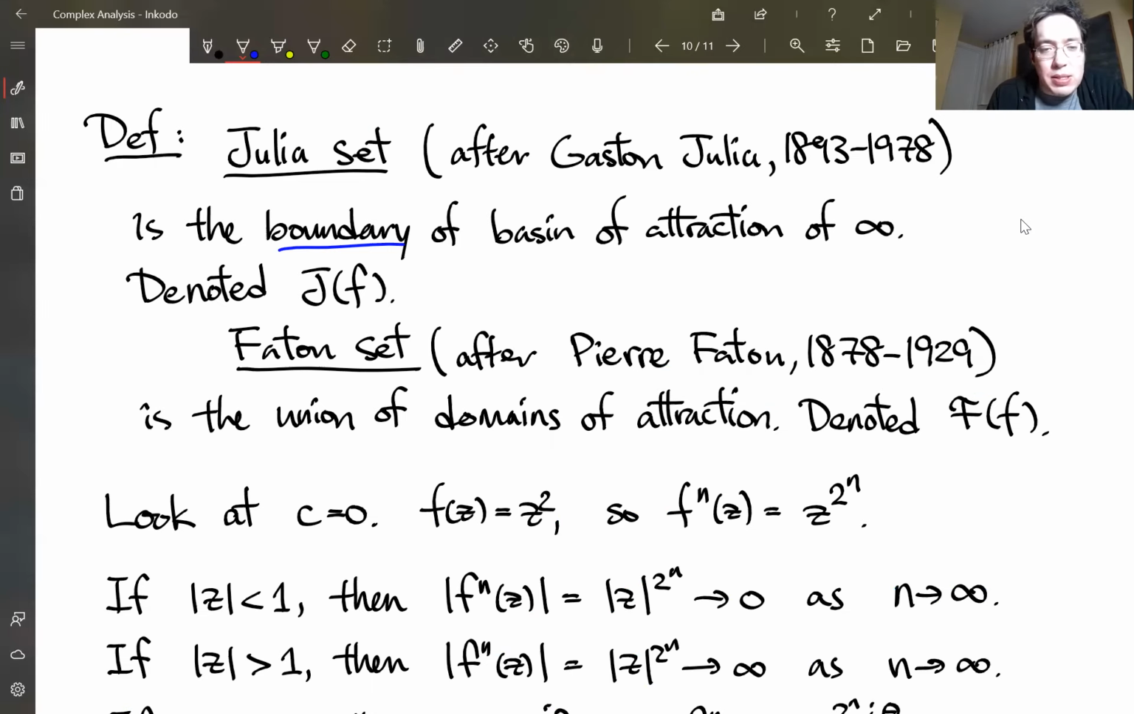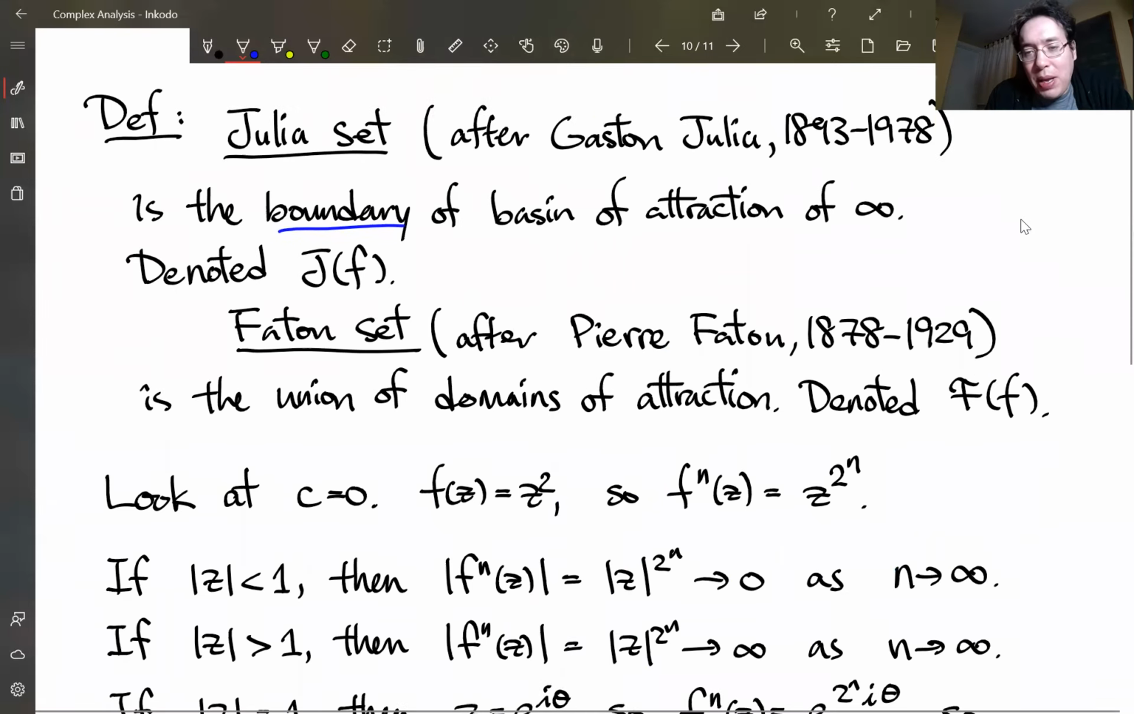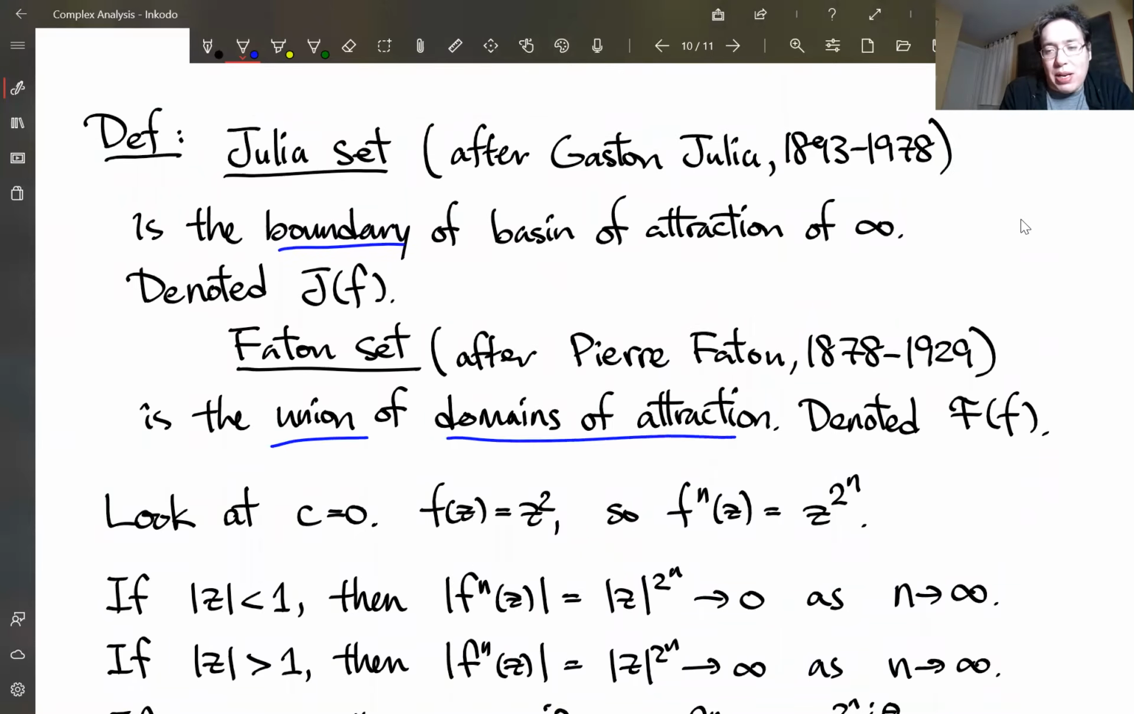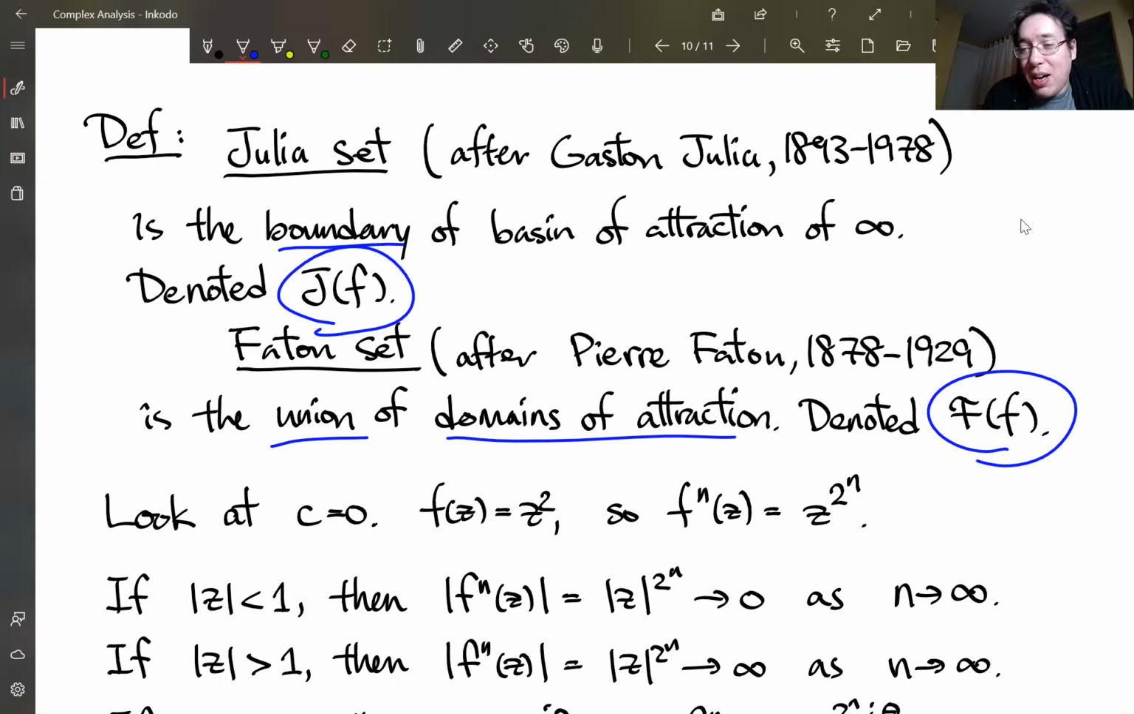There's a very similar concept, the Fatou set, after Pierre Fatou, which is the union of domains of attraction. So there are domains where the sequence converges to a particular number, and you take all of the domains like that, and that's the Fatou set. We're going to denote the Julia set by this, which is supposed to be a fancy script J, of the function f. And the Fatou set is going to be fancy script F of this function f.